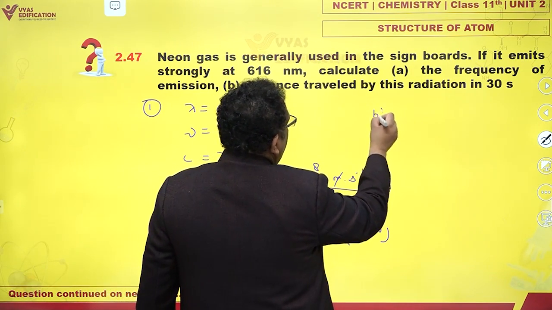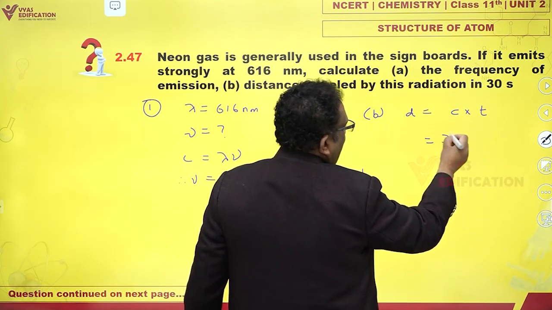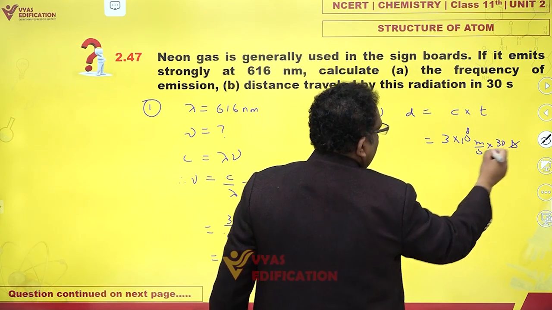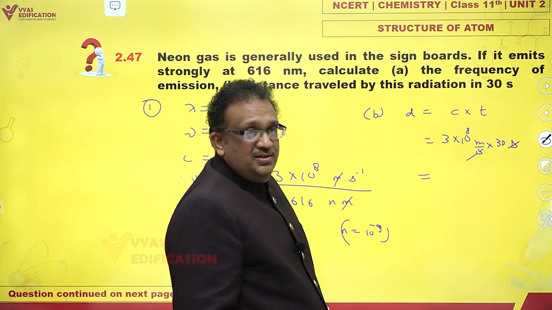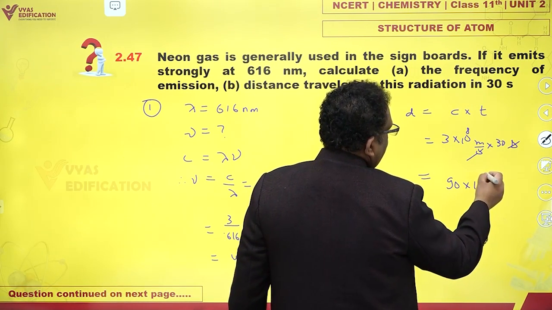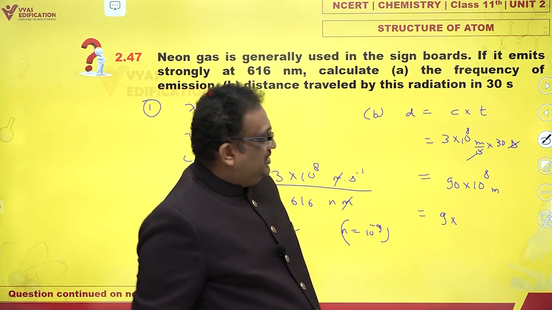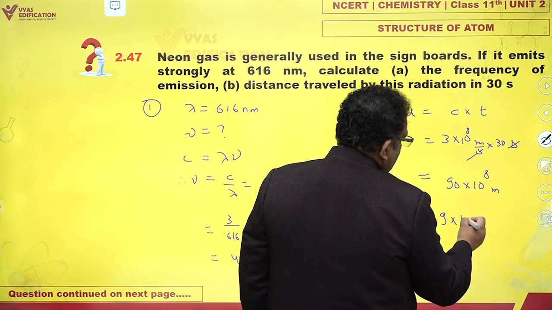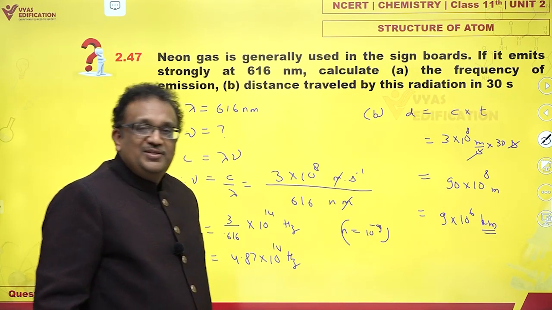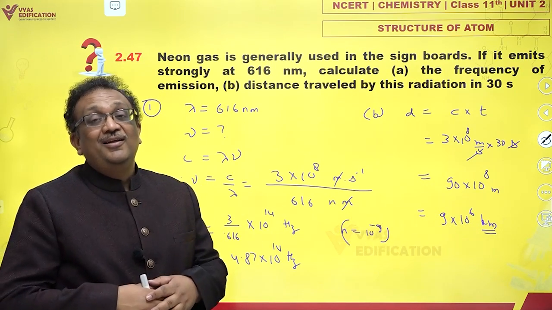And then we have part B, distance traveled. This is velocity into time. This is 3 lakh kilometers per second into 30 seconds. Well, that is 90 into 10 raised to 8 meters, or if you want kilometers, it will be 9 into 10 raised to 6 kilometers. Oh, that's quite some distance, I believe. Yes, 9 million kilometers light would have traveled in 30 seconds.